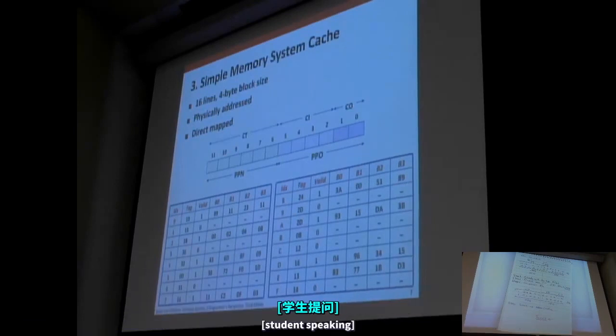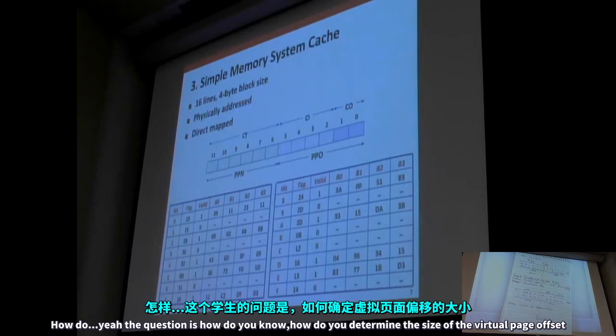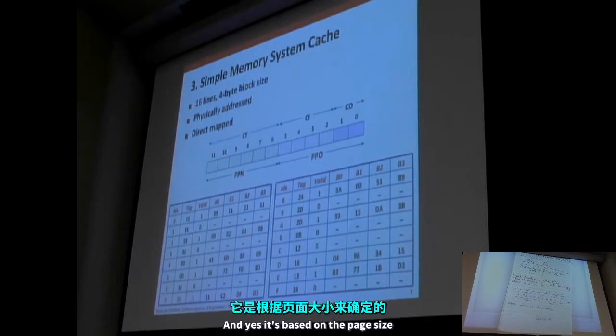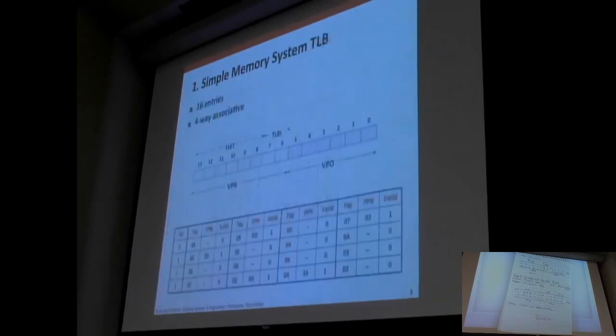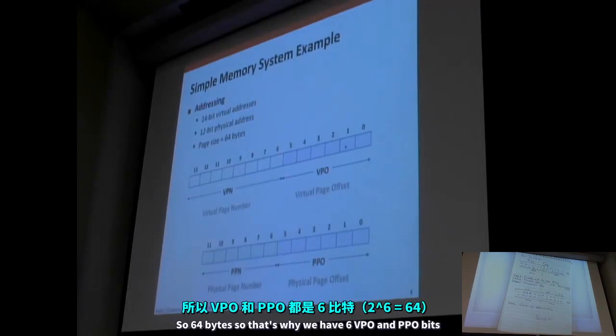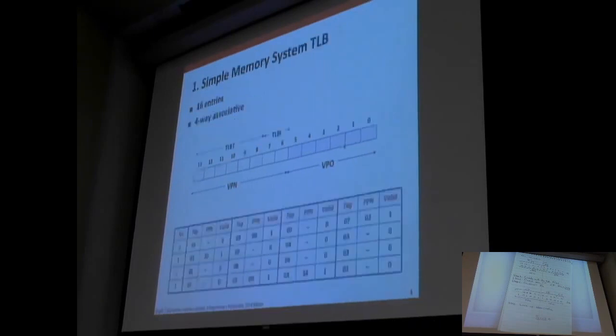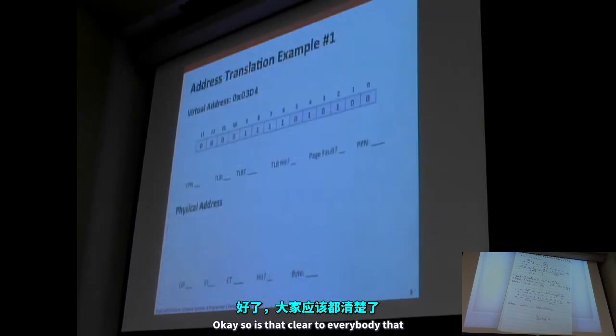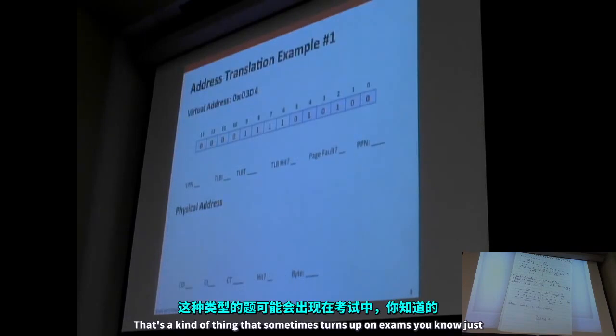I just have a quick question. How do you know the size of the virtual page offset? Is that based on the page size? Yes, the question is how do you determine the size of the virtual page offset, and yes, it's based on the page size. So what are we assuming the page size is? It was 64 bytes. So with 64 bytes, that's why we have six VPO and PPO bits. Is that clear to everybody? That's the kind of thing that sometimes turns up on exams.